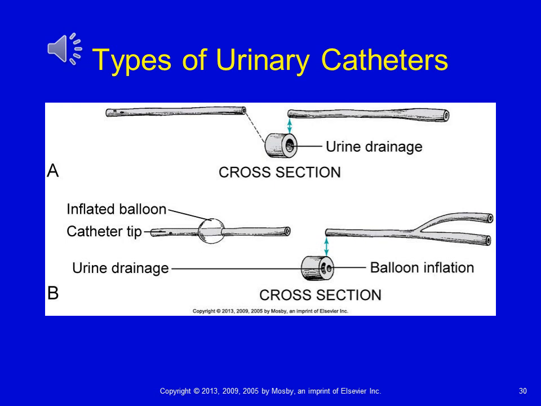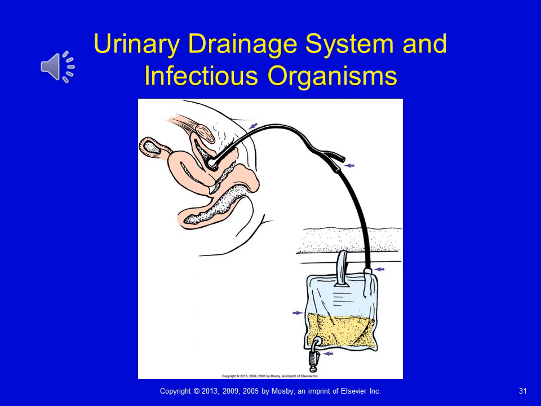Catheters are available in many diameters to fit the size of a patient's urethral canal. Box 45-8 on page 1062 provides suggestions on how to make appropriate decisions regarding catheter selection. Figure 45-13 on page 1063 in your text shows potential sites for introduction of infectious organisms into a urinary drainage system. Be sure that you take a look at that.